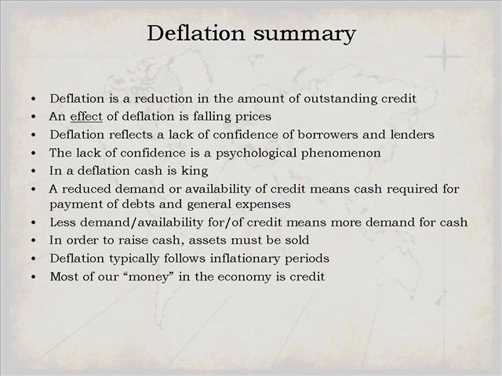Another thing we learned was that in a deflation, cash is king. Reduced demand or availability for credit means cash is required for the payments of debts and general expenses. Less demand and availability of the credit means more demand for cash. And as we learned earlier, in order to raise that cash, sometimes we have to sell assets.